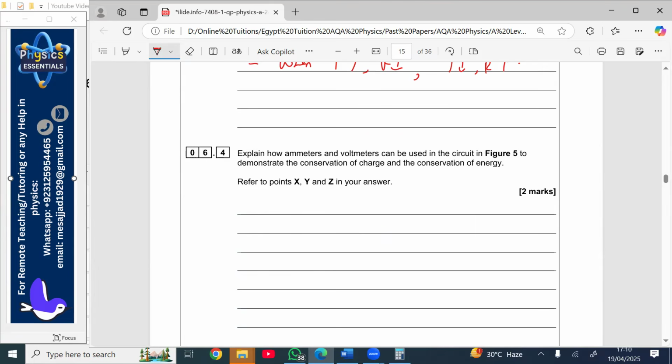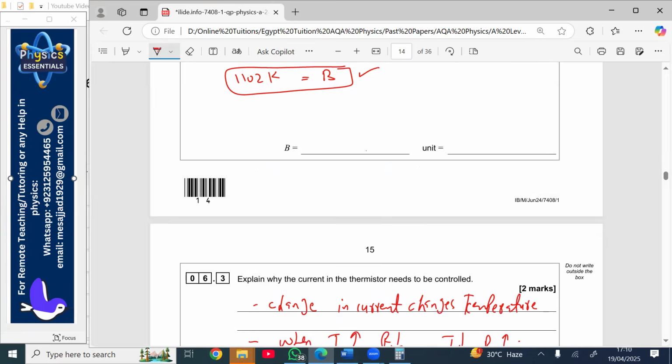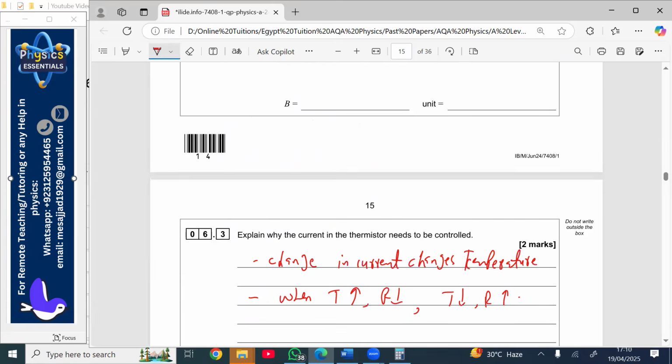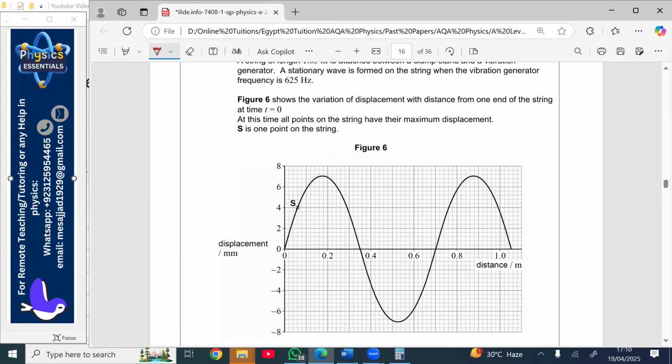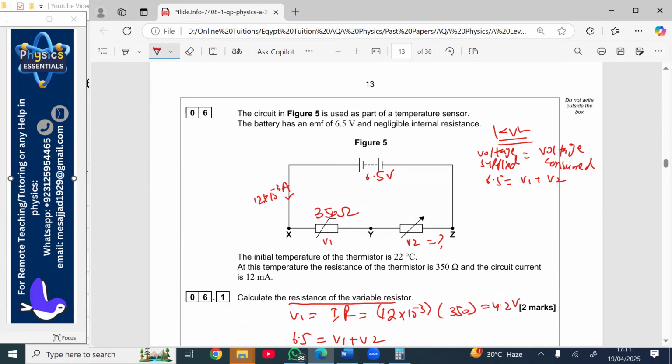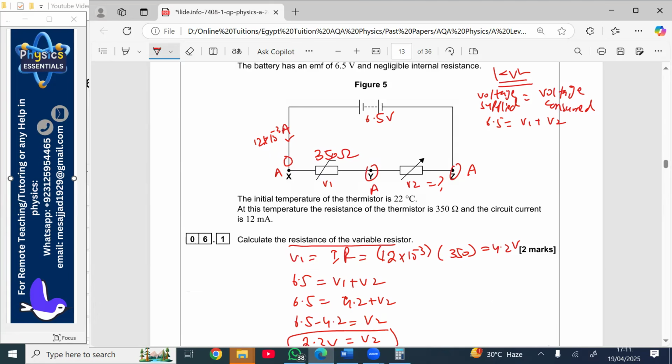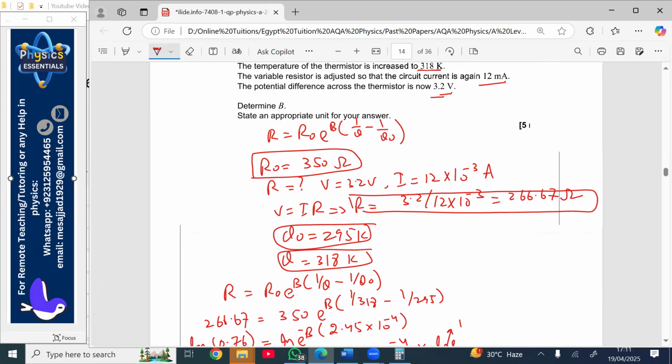conservation of charge and the conservation of energy. Refer to the points X, Y, Z. So where's X, Y, Z? Okay, here. Simple. Take an ammeter here, take an ammeter here, take an ammeter here, and get the current. Because they're all in series, you will see that the current everywhere is the same, which shows the same electrons are flowing, the charge is the same. So that shows the law of conservation of charge.